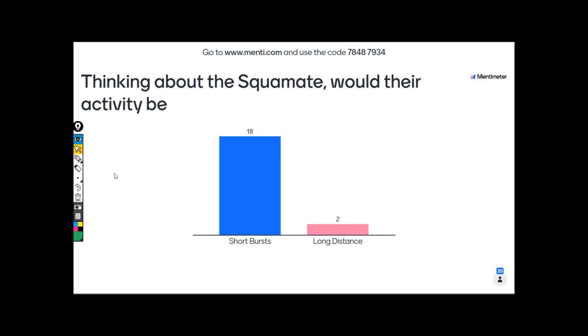Okay, so the most popular answer is short distance or short burst movements. Why would this be? And this is correct. So why is our expectation that squamates in particular can't do long distance running or slithering as appropriate? It's like energy conservation. So energy conservation is a big piece of it.